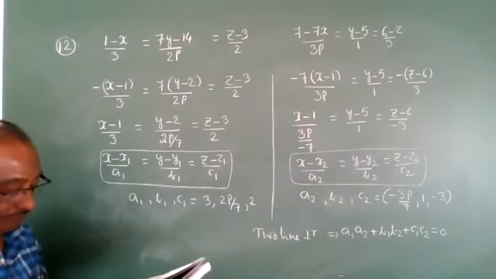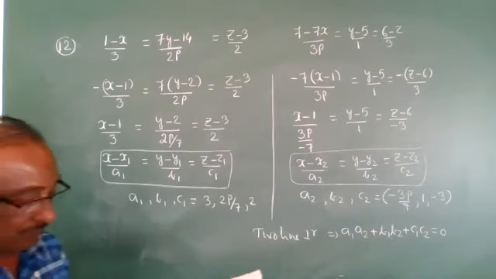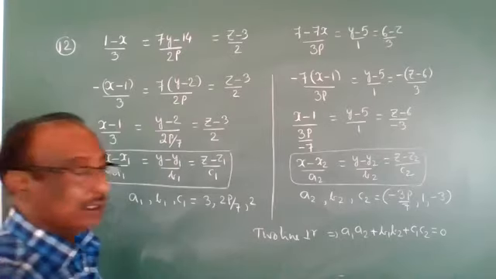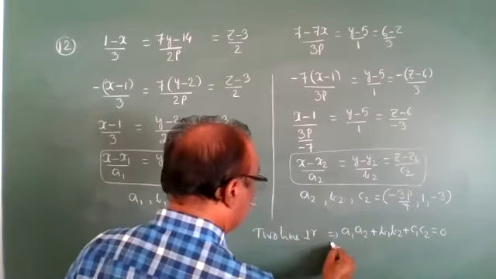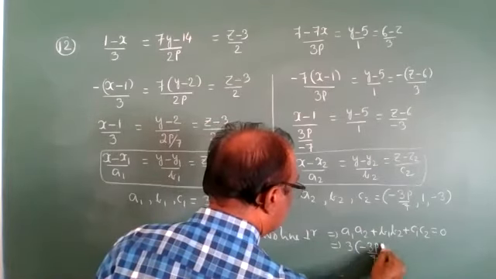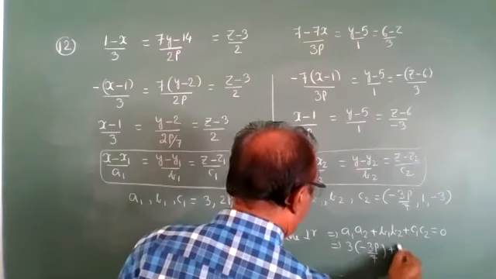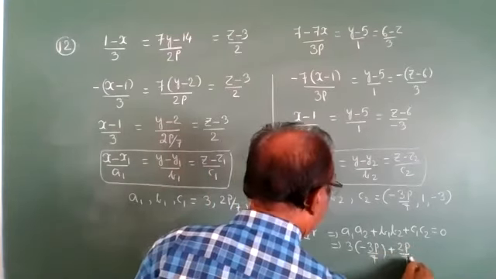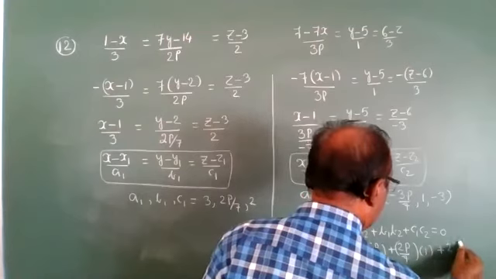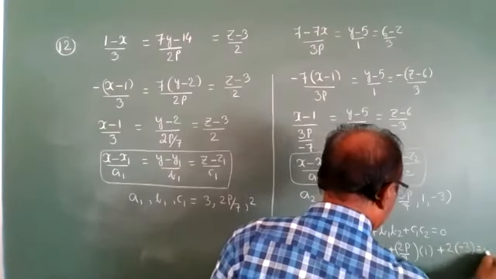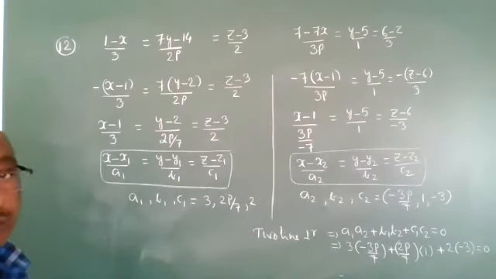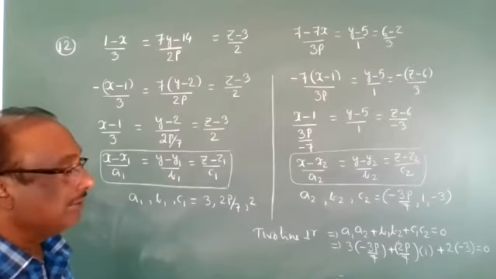Everyone complete. a1 is 3, a2 is minus 3p by 7, b1 is 2p by 7, b2 is 1, c1 is 2, c2 is minus 3, and the sum is equal to 0. Simplify, everyone, and you get the p value.